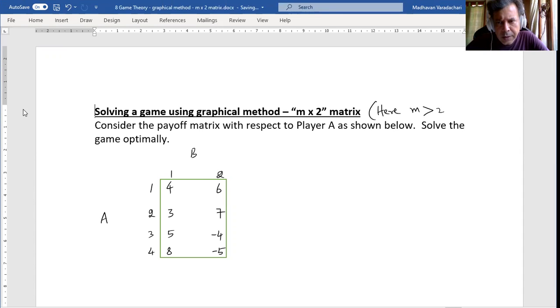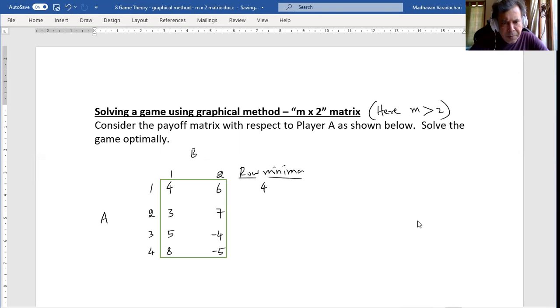m is larger than two. Means there are only two strategies for B, but A has got more than two strategies. So as usual, the first step is to find out the row minima. We need to solve this particular game, so we'll adopt the same procedure to check whether there is any saddle point or not for this problem.